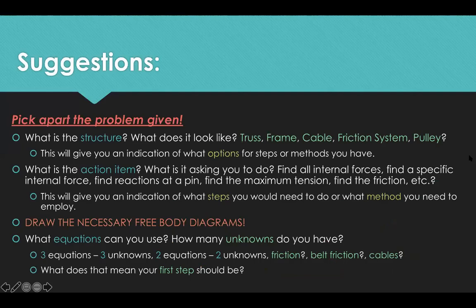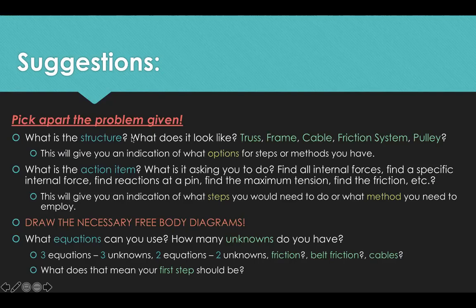So some quick suggestions before we go into an activity is you should probably pick apart the problem given before you jump into any kind of calculations. So my recommendation is establish what structure it is right off the bat. There's only really a handful of structures that could be in the problem. So truss, frames, cables, pulleys, or is it a friction problem, right? Some of these have methods associated with them. Some of them have pretty fundamental steps that you do. So by picking out what structure it is, you can narrow down what options you have in terms of how to move forward in the problem.